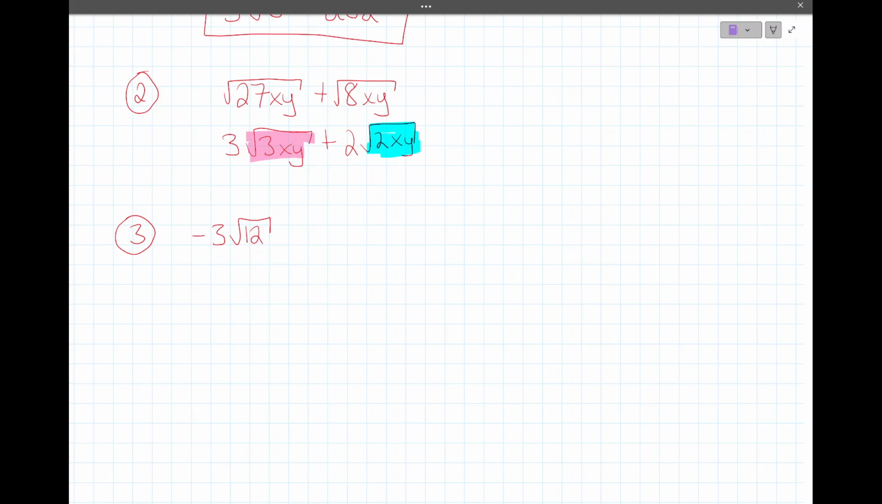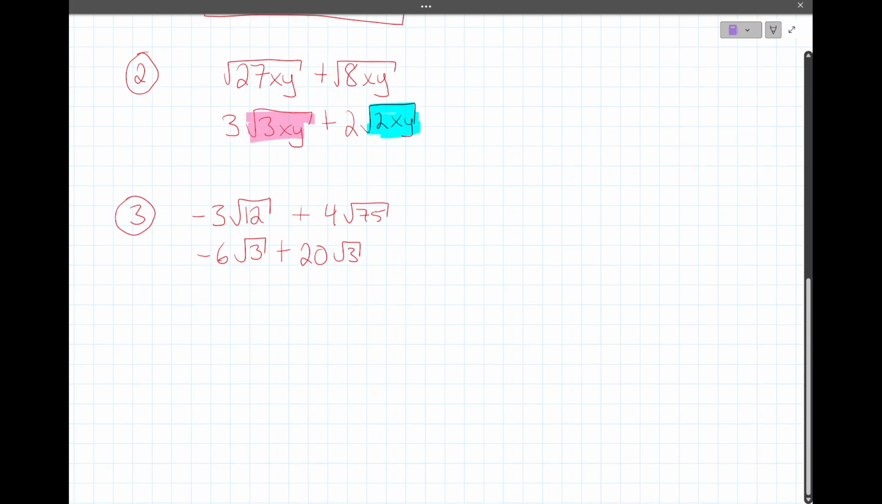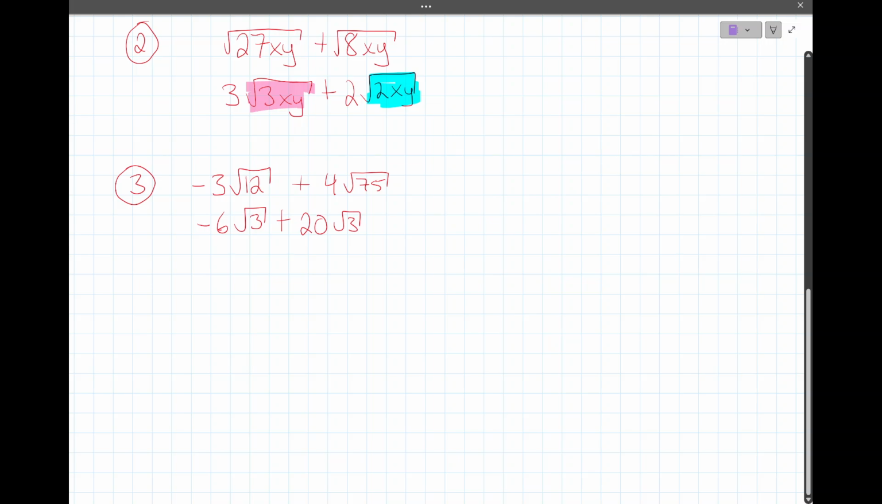All right, let's try it. Negative 3 root 12 plus 4 root 75. Okay, 12 was 2 root 3, so I'm going to get negative 6 root 3 here. And 75 is going to be 25 times 3, so that's 5 times root 3. So this is going to be 20 root 3. Good. I'm just kind of skipping that step, so be sure that if you're not getting that step, go back to the previous videos and learn it. But math fans, here we go.